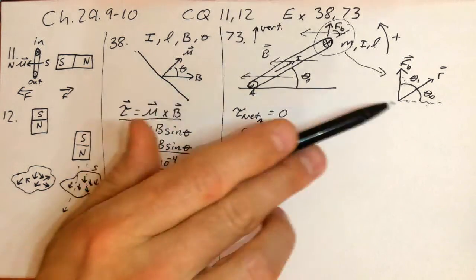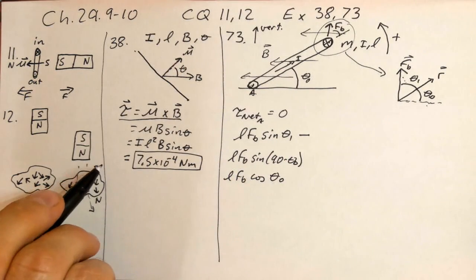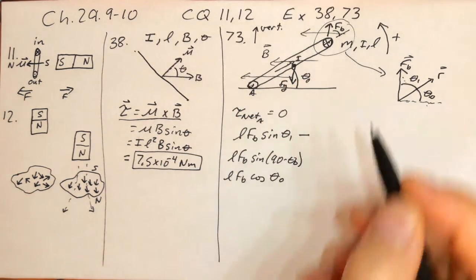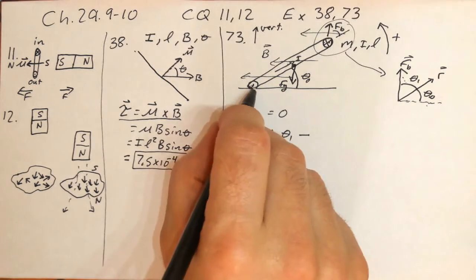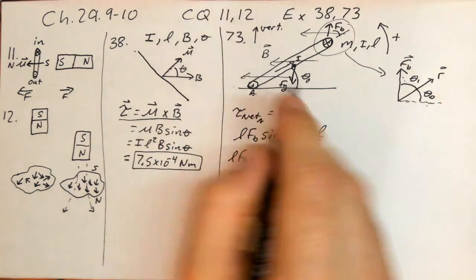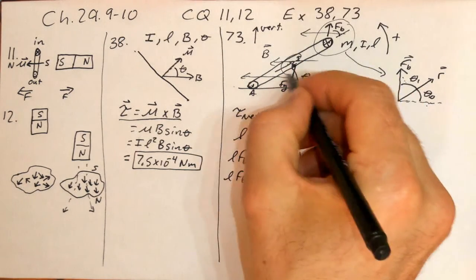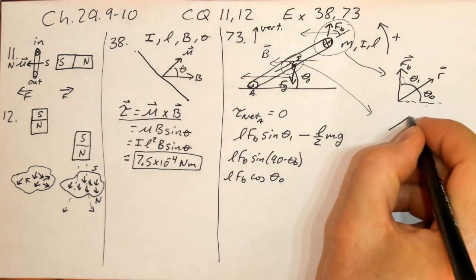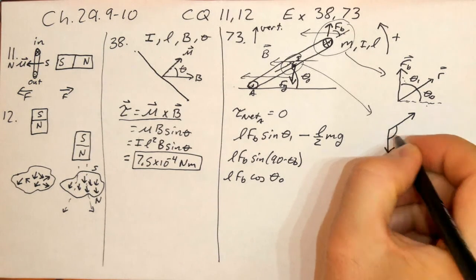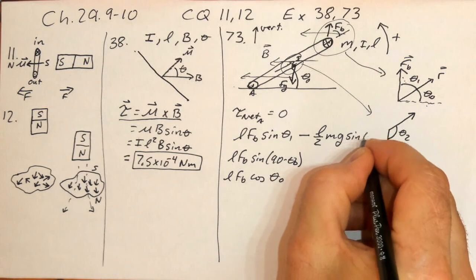It's positive because I've chosen that way to be positive. Now we need to subtract the torque due to the gravitational force. Gravity acts on the center of mass and points straight down, F_g. The distance from the pivot to where that force acts is L over 2. The size of the force is mg. And then the angle they make, so I'm going to zoom in here. R points like that again, and g points straight down. That is the angle they make. I'm going to call that theta 2. This would be sine of theta 2.